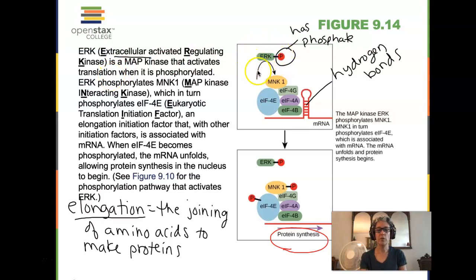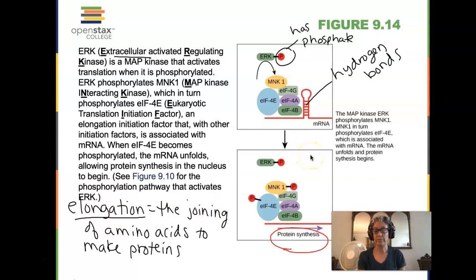Because this chemical will allow for a phosphate to be added to the MAP kinase interacting kinase, meaning it interacts with this MAP kinase, and then when it has a phosphate, it catalyzes the addition of a phosphate to this protein. EIF is eukaryotic translation initiation factor. That is going to allow for protein synthesis. The elongation, that just means the joining of amino acids together to build the protein.